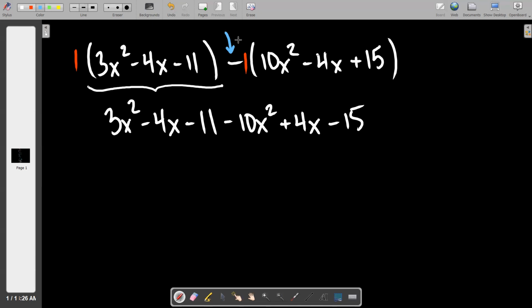Now let's just put all of our terms together. How many x squareds do we have? How many x's do we have? None. How many constants do we have? Done. Any questions on that? That is how you add and subtract polynomials.